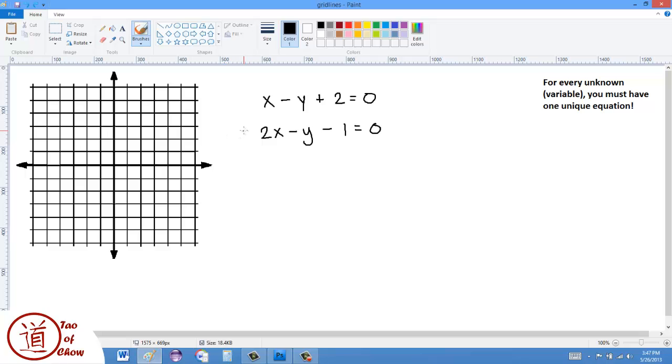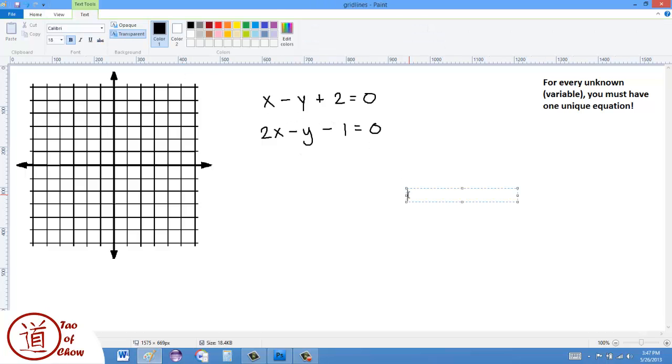Okay, so there's a couple different ways we can solve them. In this case, I have two different variables, and specifically in these examples, I'm going to be working with linear equations, so equations of straight lines. So here I have x minus y plus 2 is equal to 0, and 2x minus y minus 1 equals 0, and these are both in the general form.